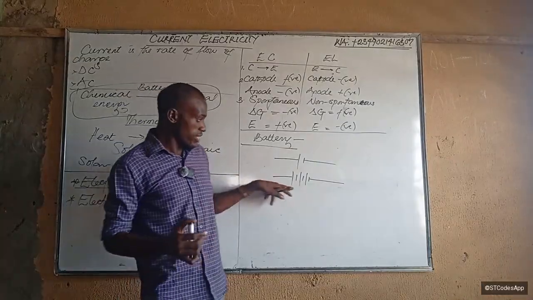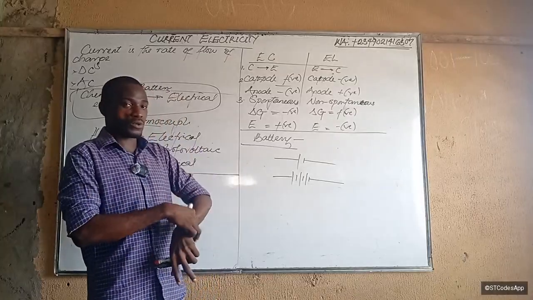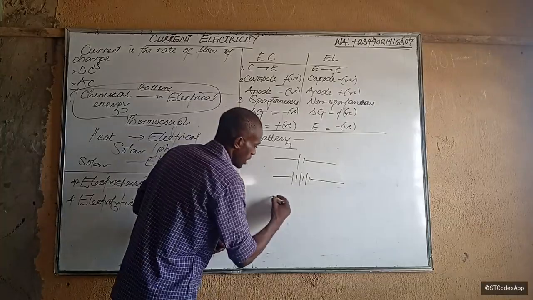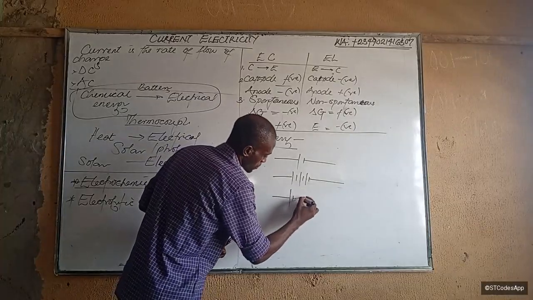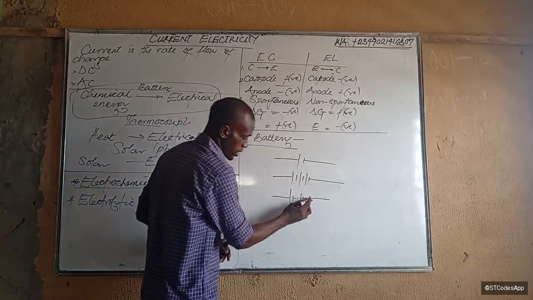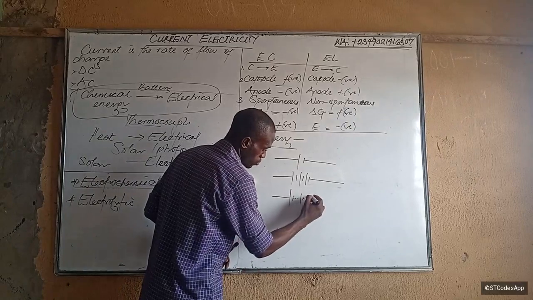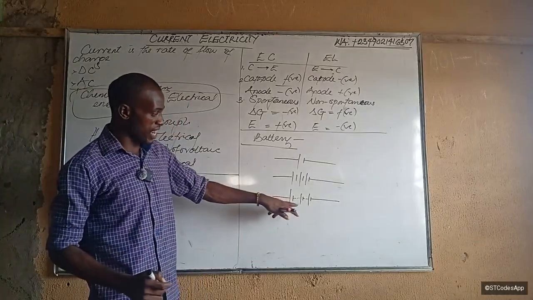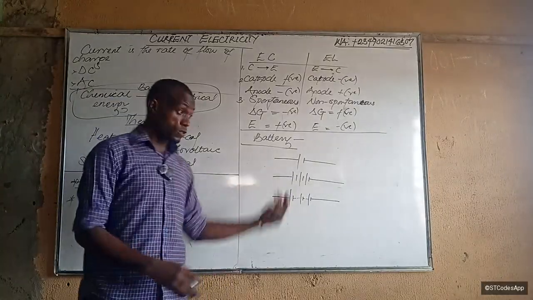These already show the way they are arranged. When we get to circuit components, we're going to talk about that. But the point is this. Another way we can draw it is like this. As much as you want, you can maybe have more than one, more than two. What this shows is that they are being connected together in series. This also shows it.